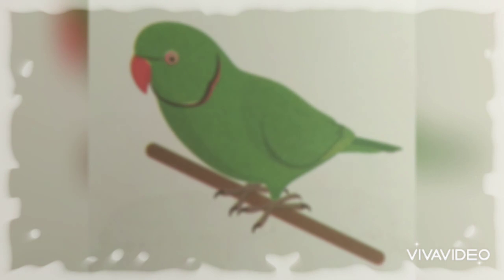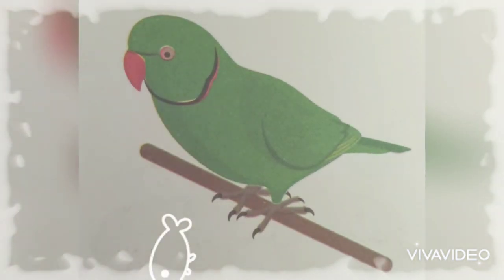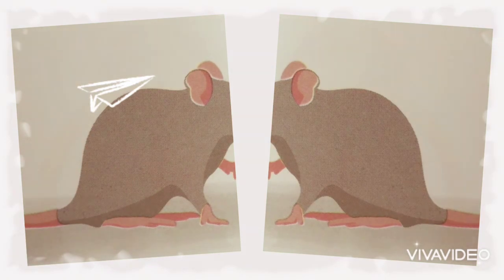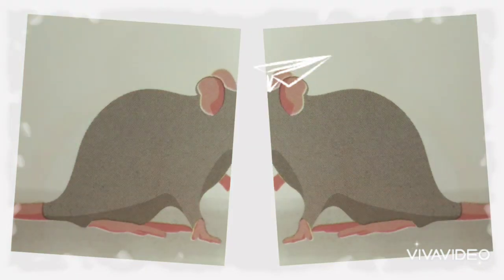Parrot. What is this? This is parrot. Parrot, which we call mitthu. And our last picture is mouse. What is this? This is a mouse.